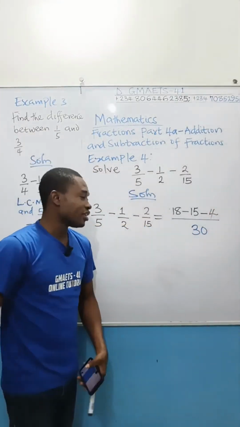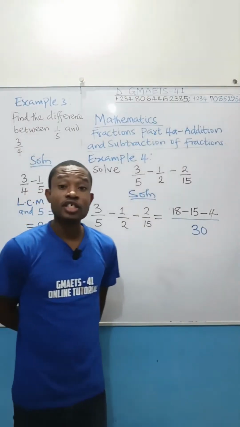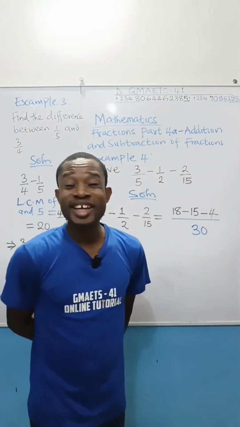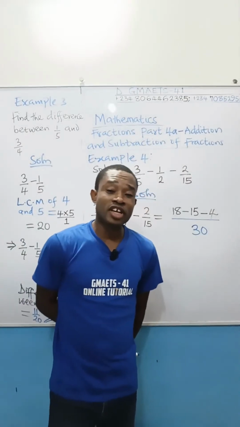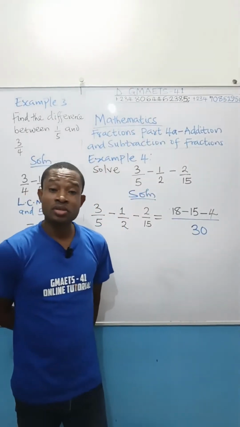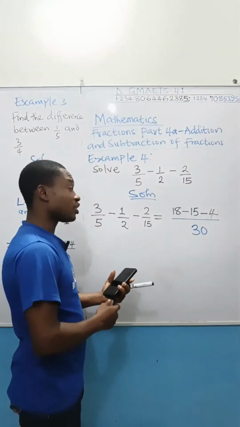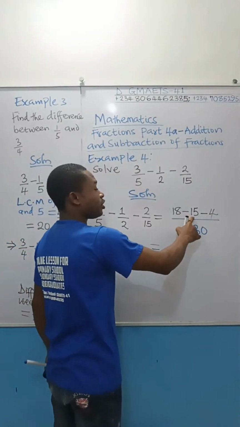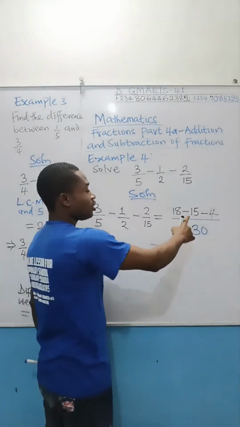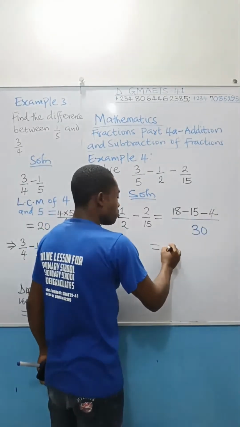Eventually, the thing is going to give us a negative answer, but it doesn't matter. It is good that we get a negative answer, so that you will be aware that if you are given some fractions where your final answer will be minus, it doesn't matter. If you solve it correctly and you get minus, still feel free to write it. 18 minus 15 will give you 3. 3 minus 4 will give you minus 1.